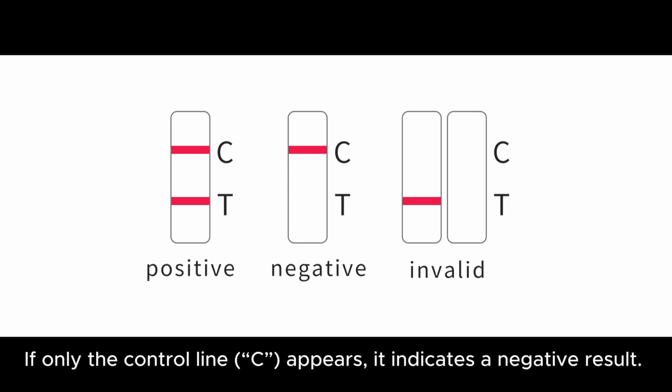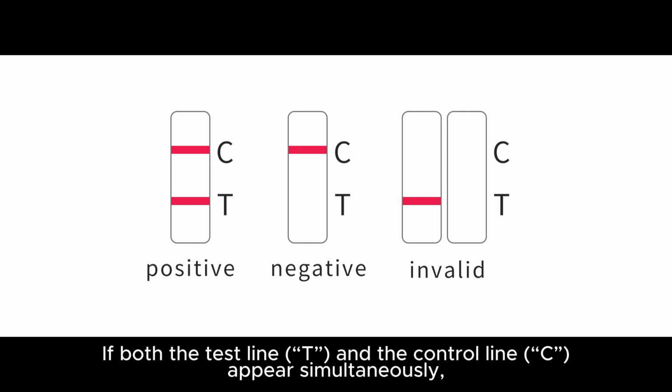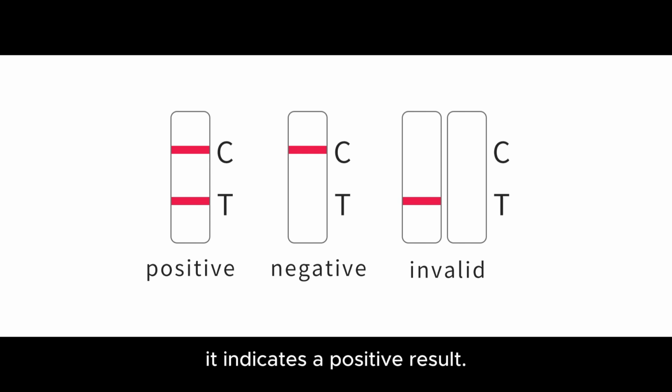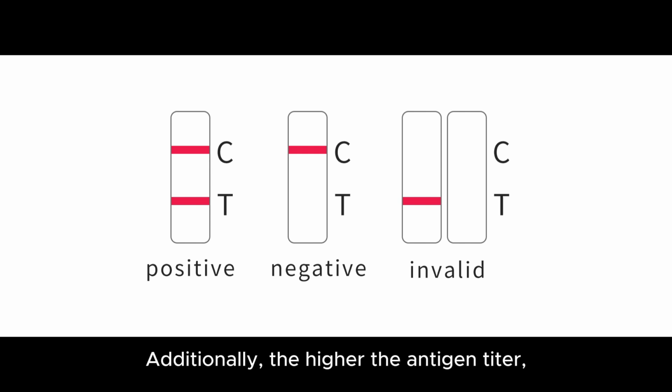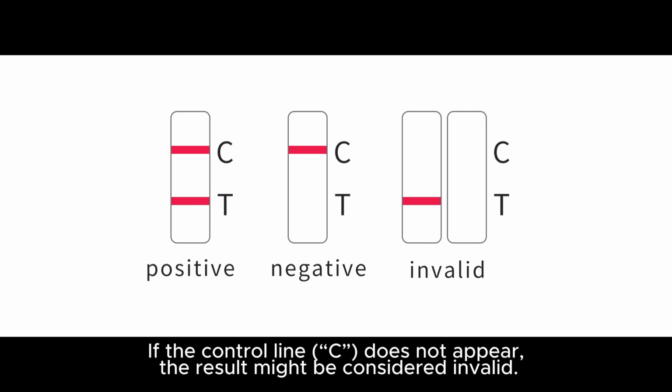If only the control line C appears, it indicates a negative result. If both the test line T and the control line C appear simultaneously, it indicates a positive result. Additionally, the higher the antigen titer, the darker the color of the test line T. If the control line C does not appear, the result might be considered invalid.